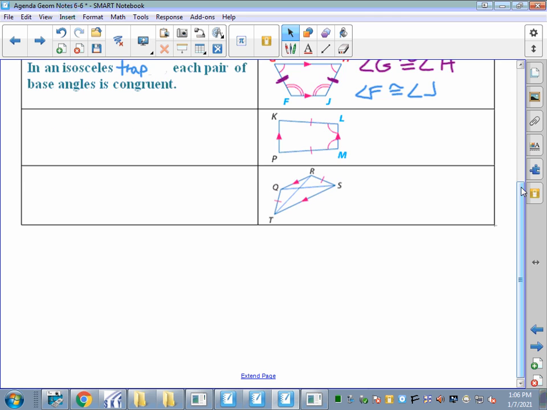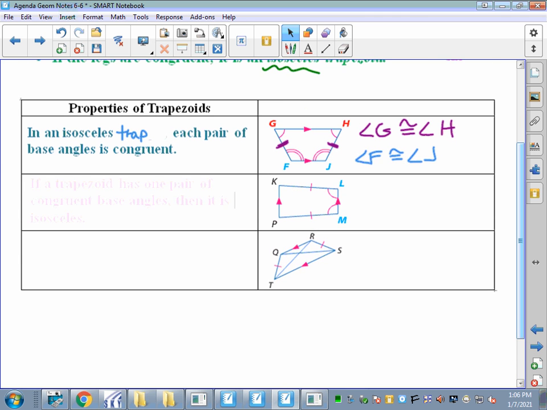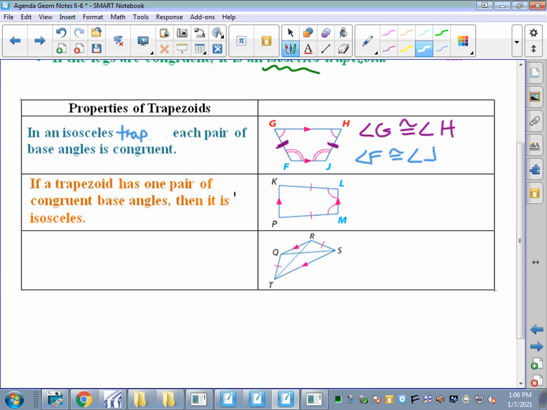Next property of a trapezoid is, if it has one pair of congruent base angles, then it's isosceles. This is the same thing, but backwards. So if angle L is congruent to angle M, then we know KL has to be congruent to the other leg. The legs have to be congruent to each other.